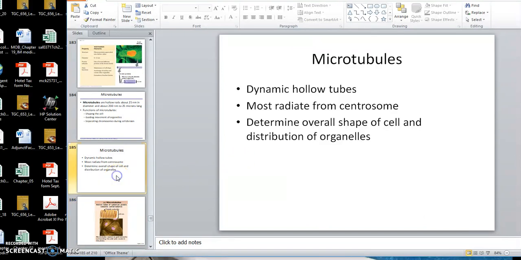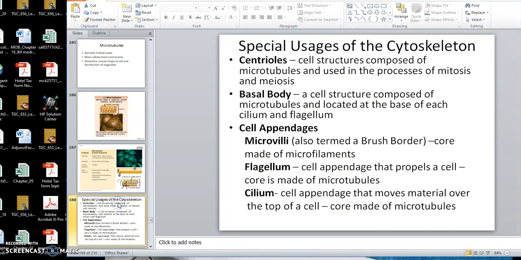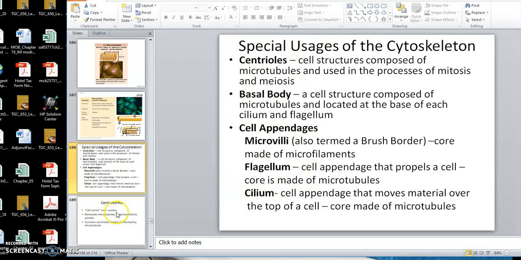And they do a lot of stuff. They help with cell shape, change cell shape, radiate from the centrosome, which we'll look at real quickly. Here are the microtubules again. Now, here are special usages of the cytoskeleton: the centrioles, basal body, and what I'm going to call my cell appendages. All right, let's go to it.